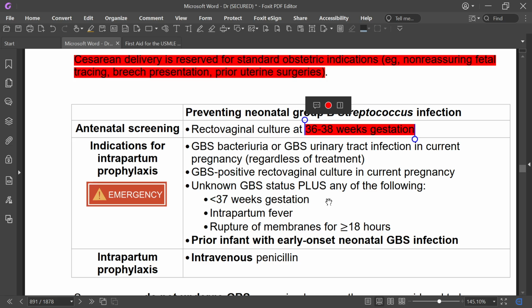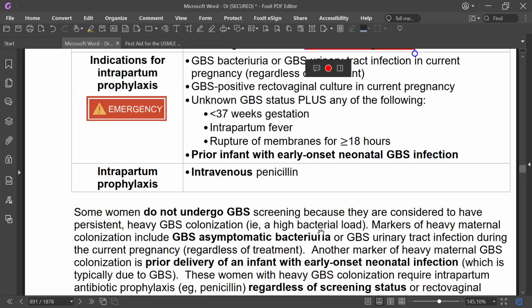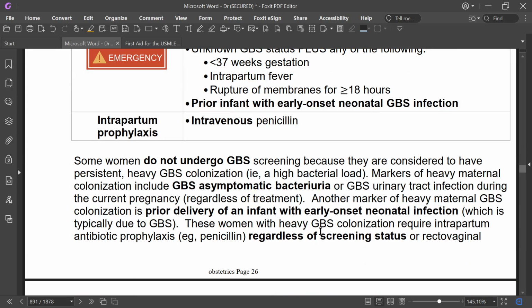Also, unknown GBS status plus one of the following: less than 37 weeks of gestation, intrapartum fever, or rupture of the membrane more than 18 hours. Also a prior infant with early onset neonatal GBS infection. Intrapartum prophylaxis is IV penicillin. Some patients do not need GBS screening because they are considered to have persistent heavy GBS colonization.